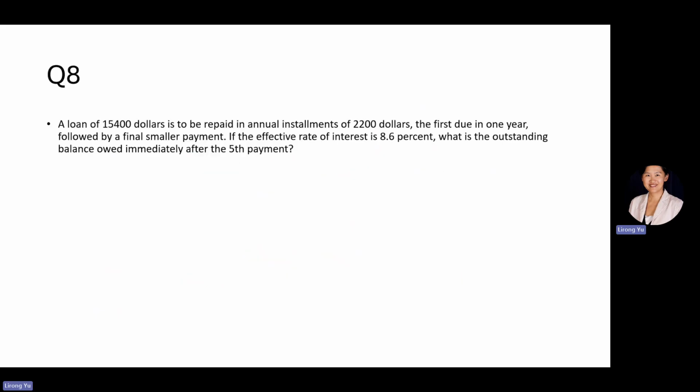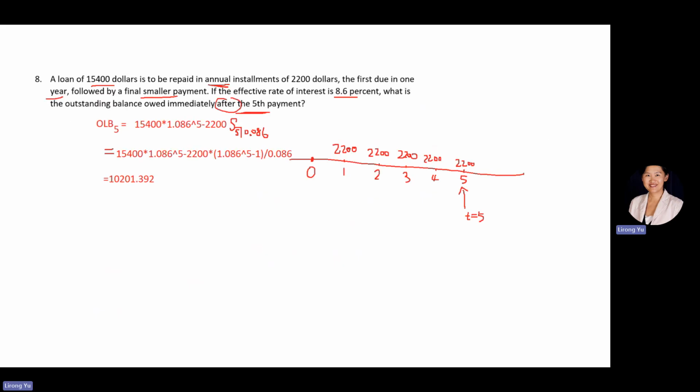Question 8. A loan of $15,000 is to be repaid in annual installments, so we have an annual payment of 2,200, the first due in 1 year, followed by a final smaller payment. If the effective rate of interest is 8.6%, what is the outstanding balance owed immediately after the fifth payment? This actually didn't make them into a smaller sequence.